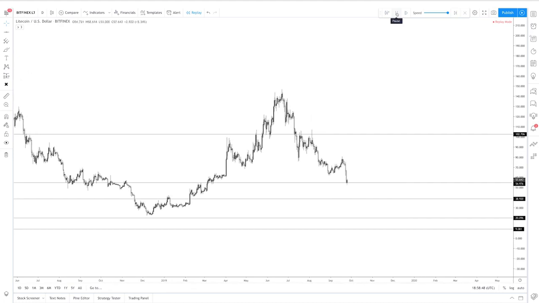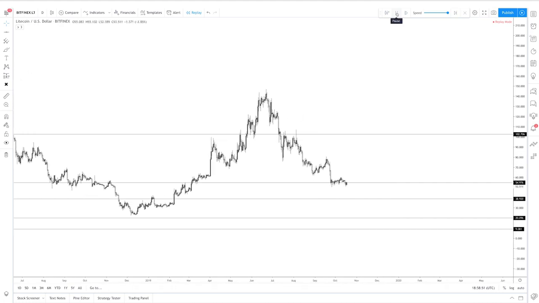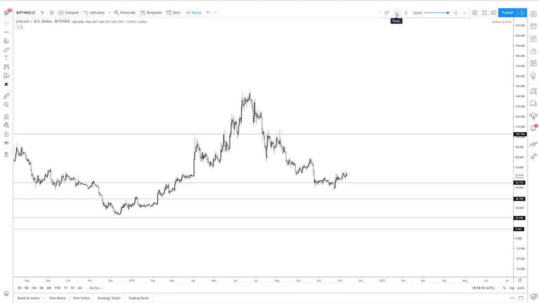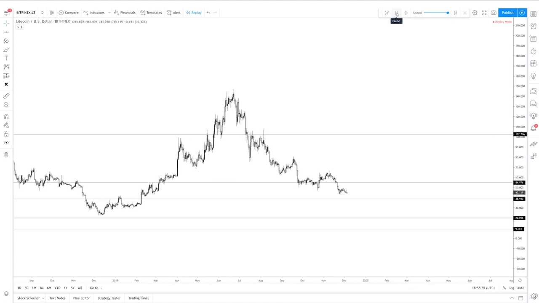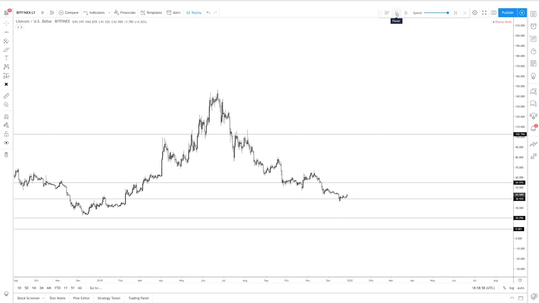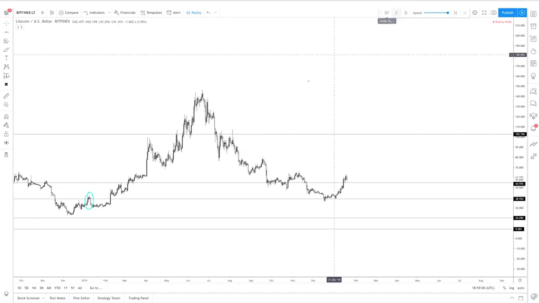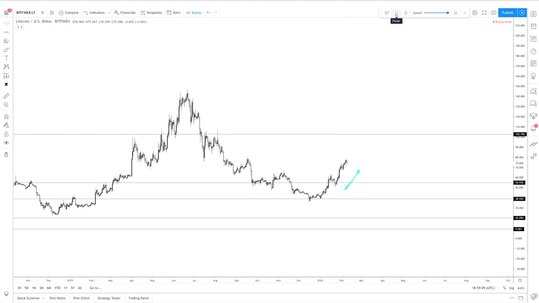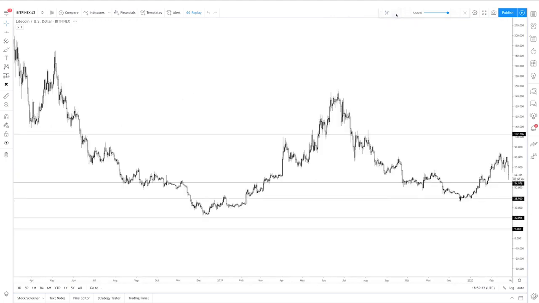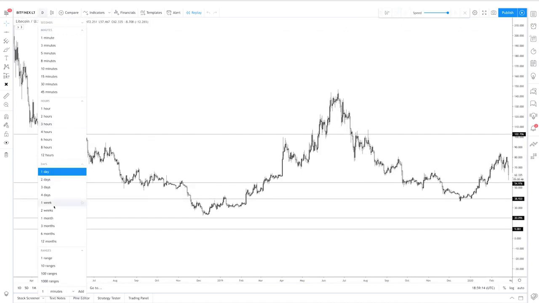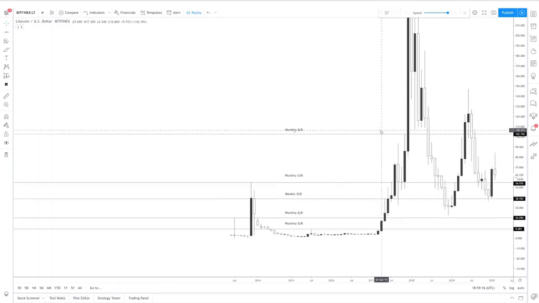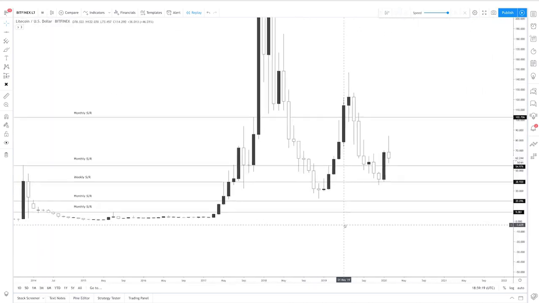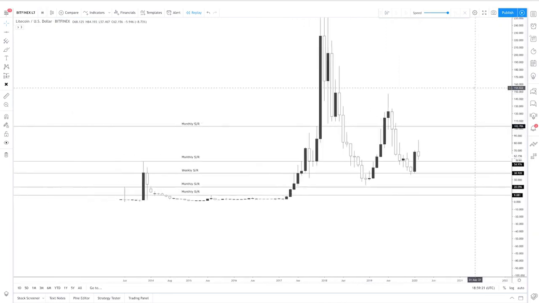Coming back down into a support zone, holding it and kind of staying above it, breaking below it, coming back into a key level right here, very key level. And look at that. Let's keep playing. Beautiful long entry. So switch back to the monthly. And look at that.